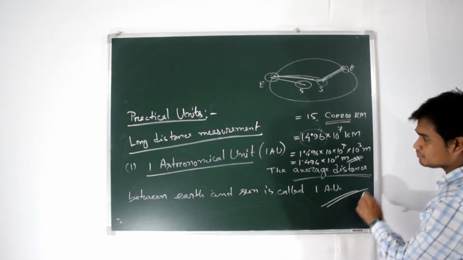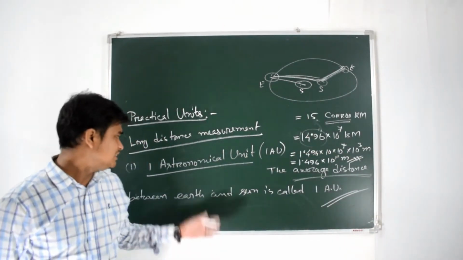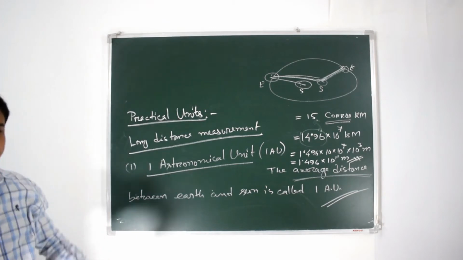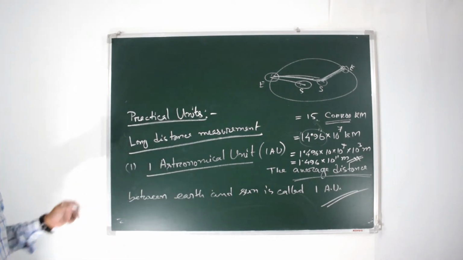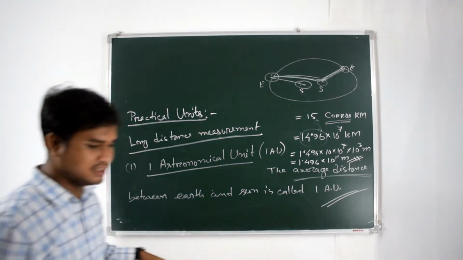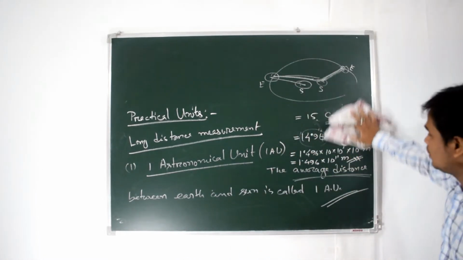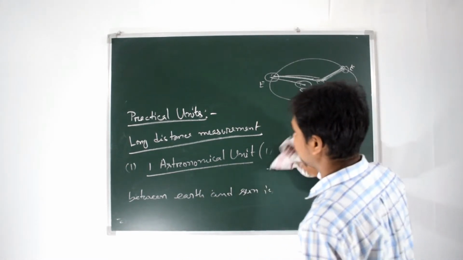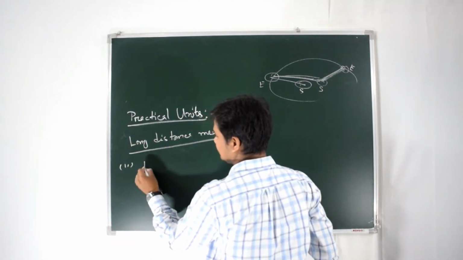Clear? This is used for long distance measurement. Actually, this is used in astronomical physics, astrophysics. So we learned the first long distance measurement unit. Next one, number 2, is light year.